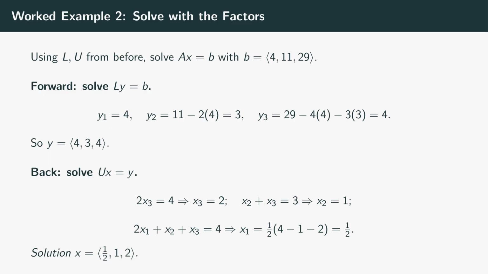Now the back stage: solve Ux equals y from the bottom up. The last equation is 2 times x3 equals 4, so x3 is 2. The middle equation is x2 plus x3 equals 3, so x2 is 1. The top equation is 2x1 plus x2 plus x3 equals 4, which gives x1 equal to 1/2. The solution is 1/2, 1, 2. Notice we never re-eliminated anything; we just swept down through L and back up through U.